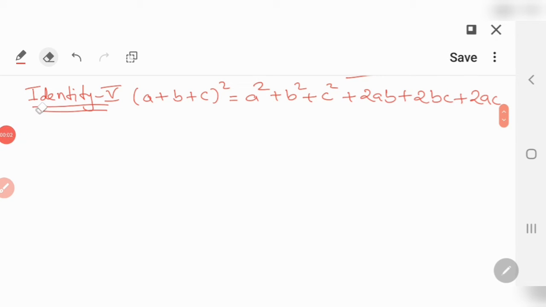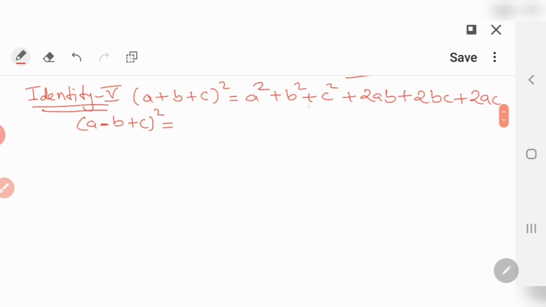Students, we have already learned identity number 5, that is (a + b + c)² = a² + b² + c² + 2ab + 2bc + 2ac. Now let us see what will be the value of (a - b + c)², correct? So here a minus sign is there, keep that in mind. Here we got all positive, have you seen? (a + b + c), but in this case (a - b + c)².